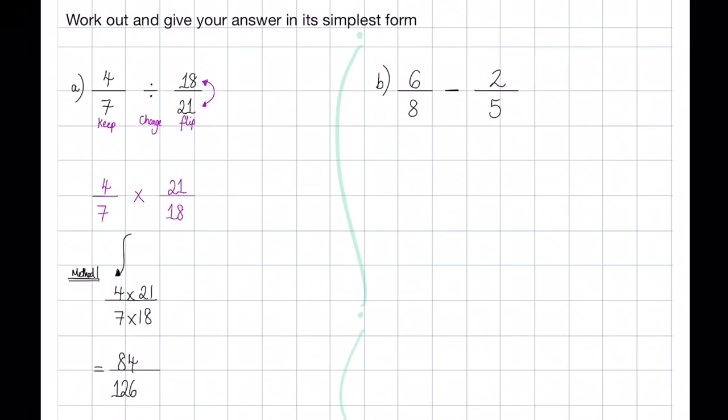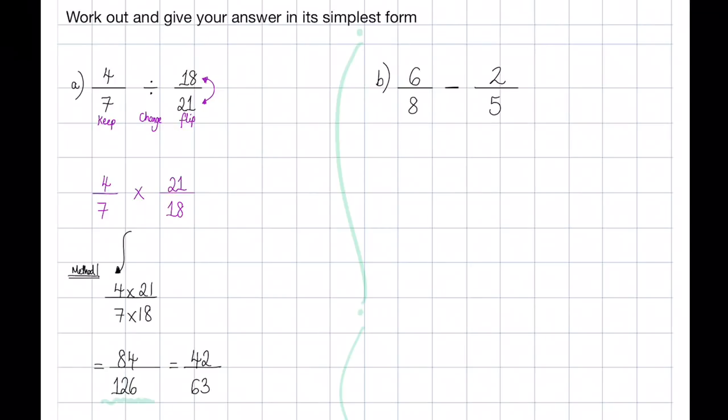Now at this stage you should notice that I have two even numbers, therefore they can simplify further as well. So I'll say both of them can half, they both have 2's going into them, so that can become 42 over 63. And at this stage I know that 42 and 63 are still quite large numbers and they both have 3's going into them.